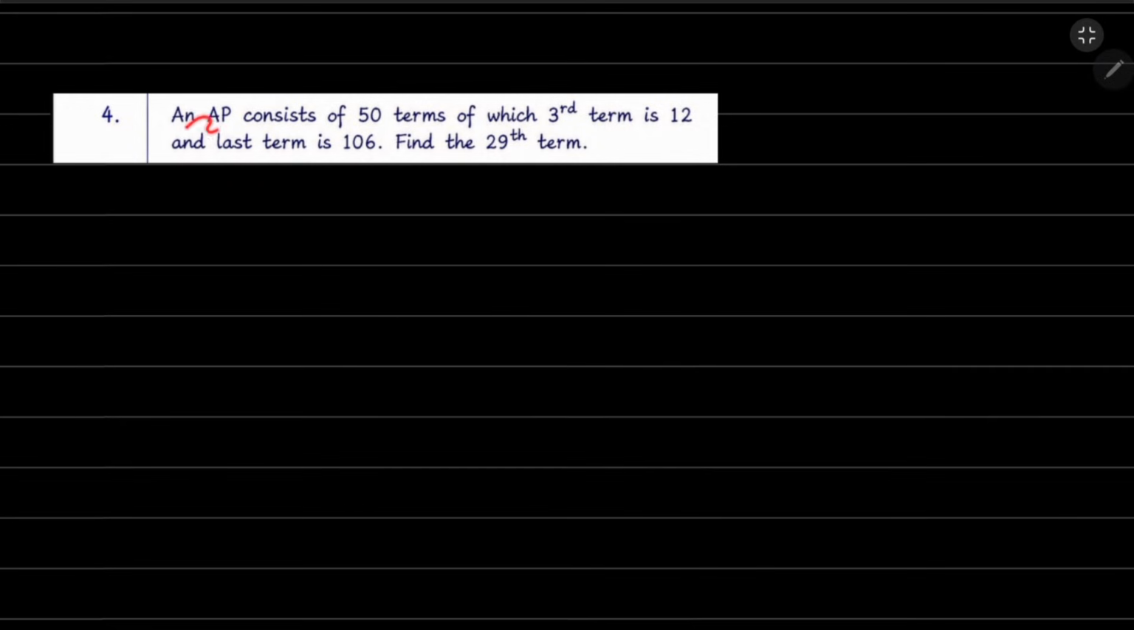The question is, an AP consists of 50 terms, of which the third term is 12 and the last term is 106. Find the 29th term. So the total terms that you're given in the AP is 50. Total terms is equal to 50, of which the third term is denoted by a_3 is equal to 12. And the last term, what is the last term? It is denoted by a_50.